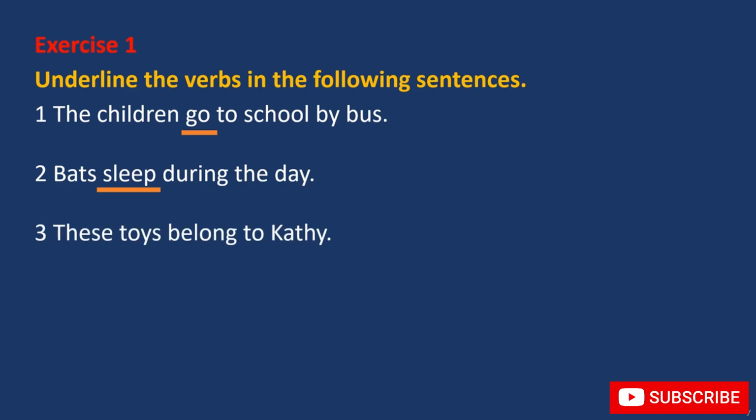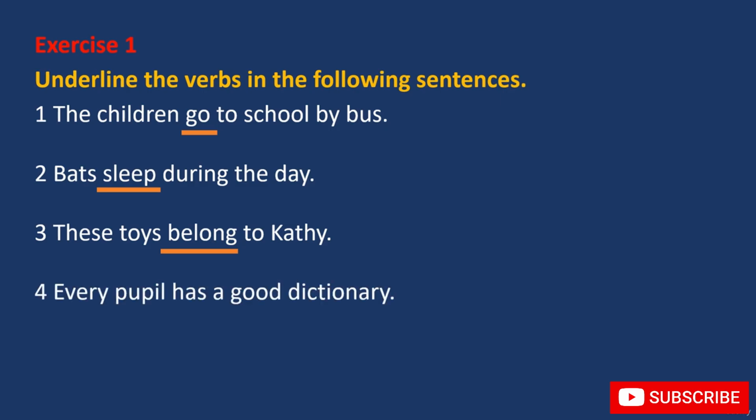3. These toys belong to Katie. What is the verb? Excellent. Belong. Because these toys, this is the subject, and then belong, this is the verb. Every pupil has a good dictionary. Wonderful. When I say every pupil, this is the subject, and the verb, as we said before, is directly after the subject. So every pupil is the subject and has is the verb. Excellent.